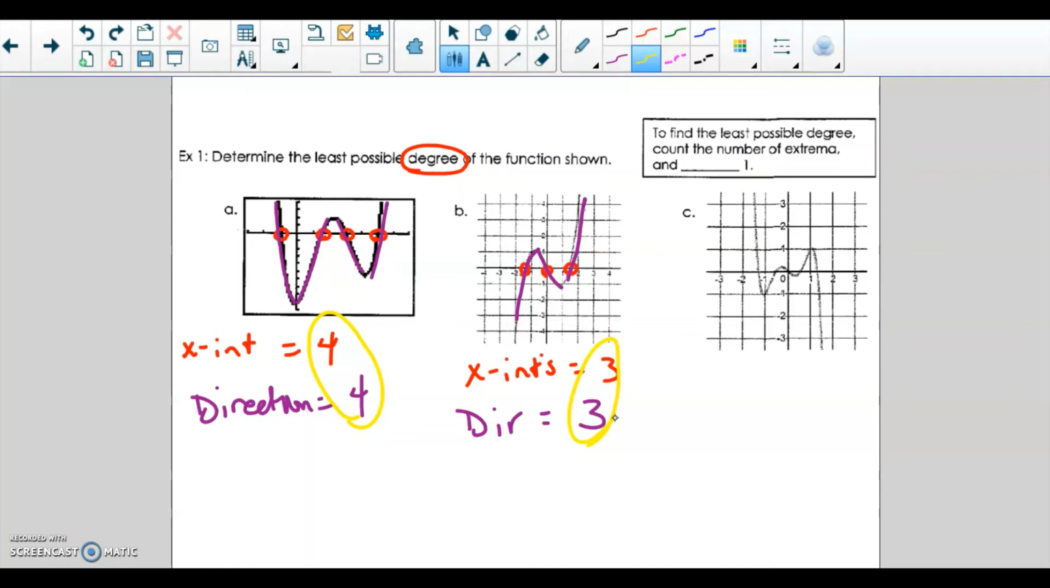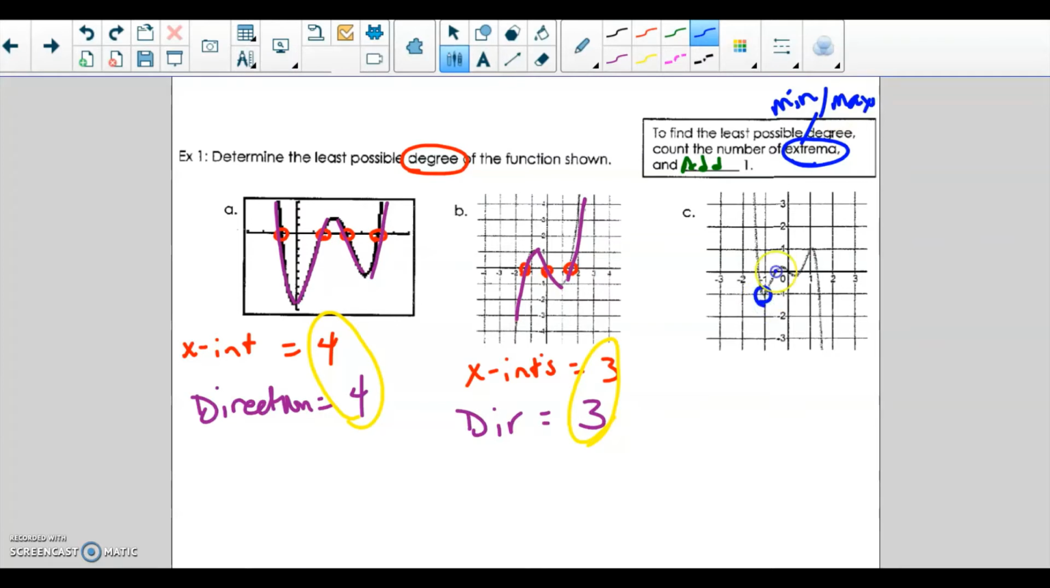Find the least possible degree: count the number of extrema, that's the number of turns, and we're going to add a 1. So how many times does it turn? These are the maximum and minimum points. The extrema, remember? Extrema meant minimum or maximum. So how many extrema are there?